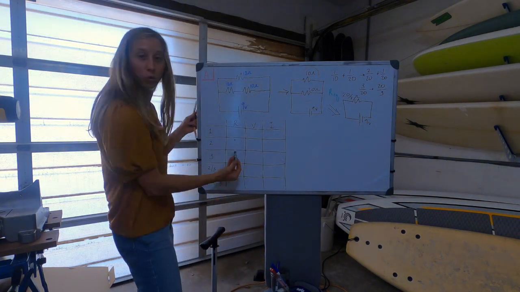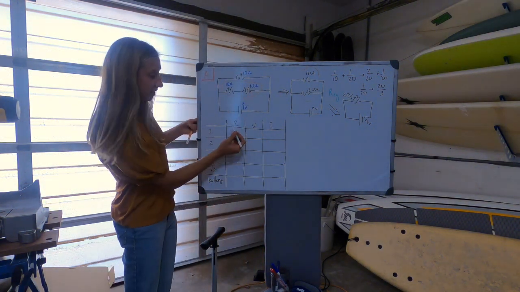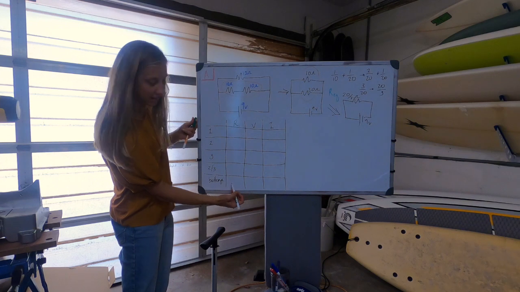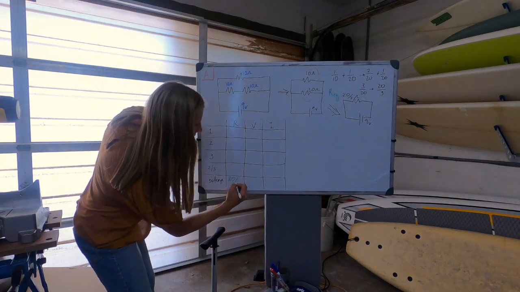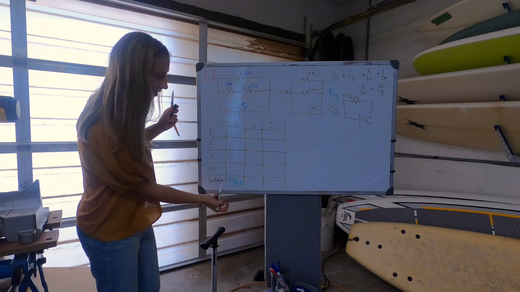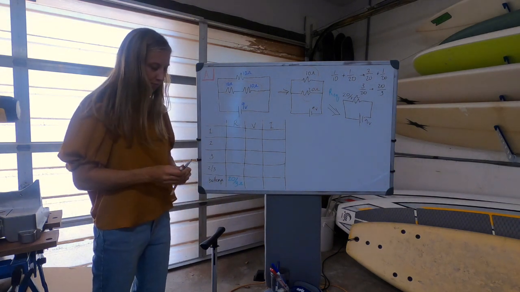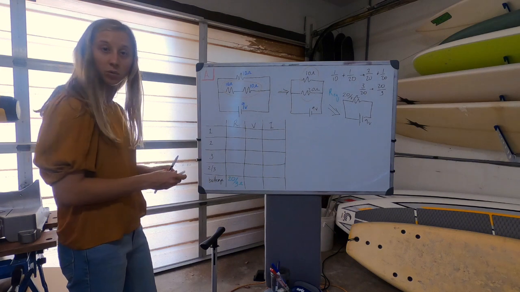So where does that go? Well, the equivalent resistance is the resistance at the battery. This is what the battery feels. So that 20 over 3 ohms is the resistance down here. Okay, now we can fill out a few more things that we already know.